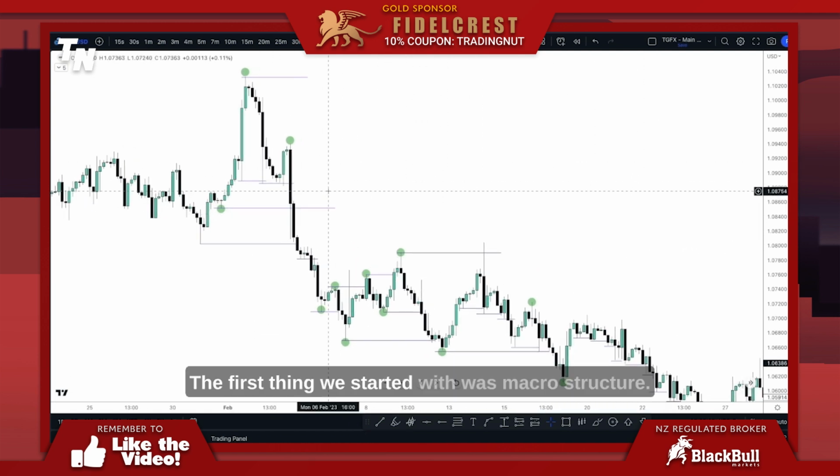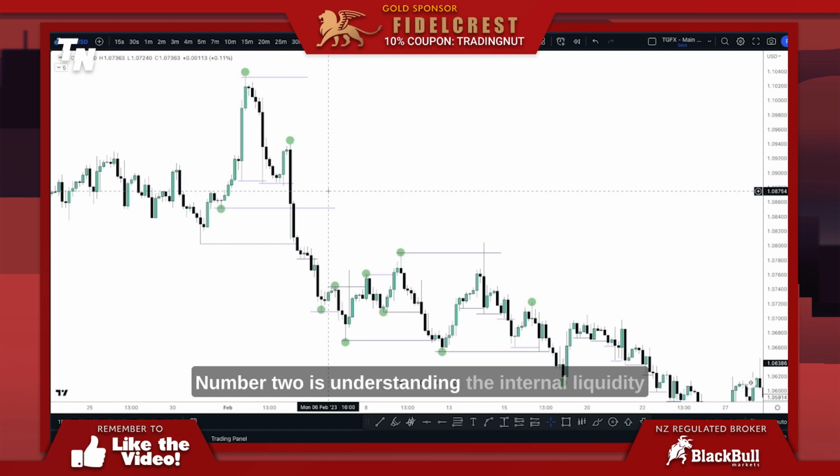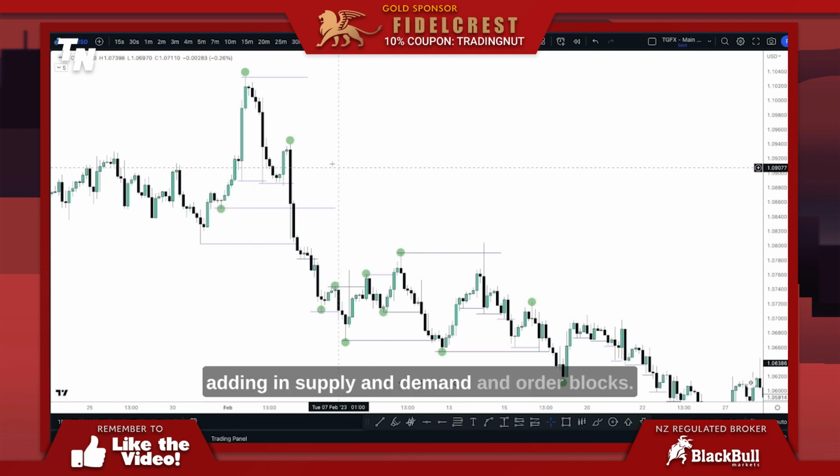The first thing we started with was macro structure. We wanted to see what direction we're actually trading in. Number two is understanding the internal liquidity or short-term levels within it. Now we're going to make it even simpler by adding in supply and demand and order blocks.